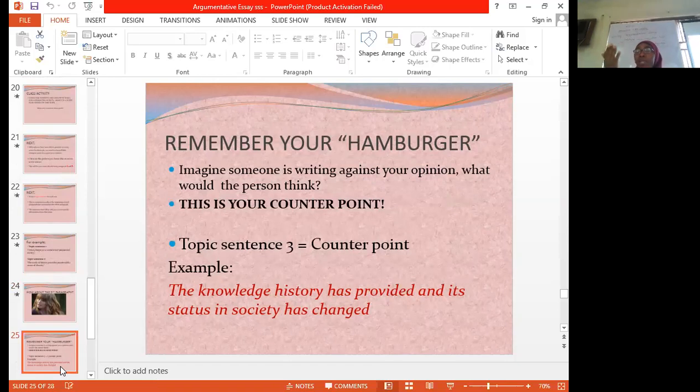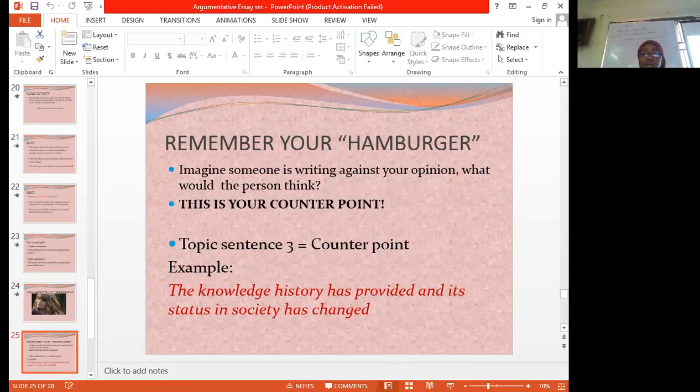So imagine someone is writing against your topic. What would the person think? So this is your counterpoint. That should be your topic sentence 3. Your counterpoint is your topic sentence 3. For example, the knowledge history has provided and its status in society has changed. That's a counterpoint. So if your opponent is writing against your topic, your opponent is going to bring in this point.